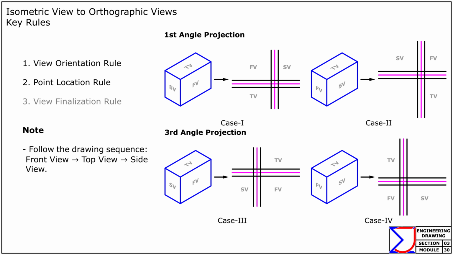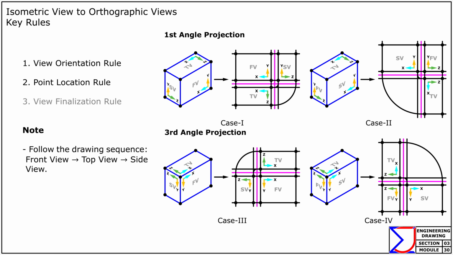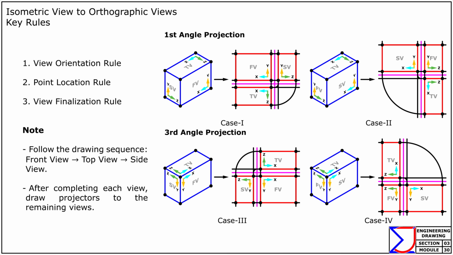2. Point Location Rule. After establishing the reference point, mark the remaining points by measurement or by projecting their positions from the isometric view onto the respective planes: front, top, and side views. 3. View Finalization Rule. Complete the orthographic views by refining the edges according to the isometric features. With these fundamental principles in mind, let's begin.